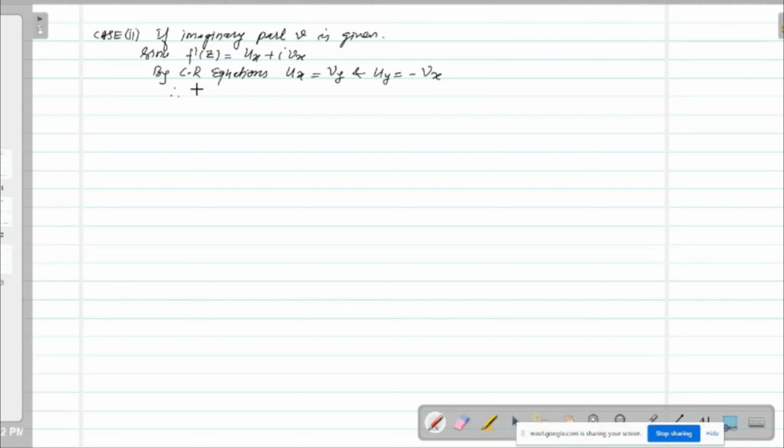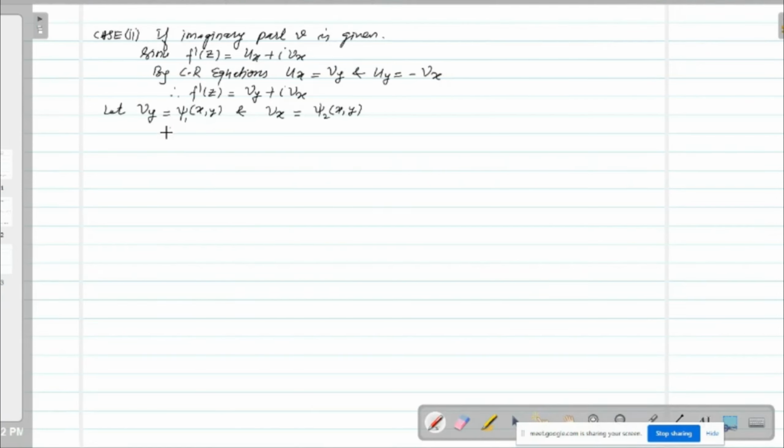So therefore we have f dash of z equal to ux, and ux is vy. Just write down vy plus i vx. Now here we let vy equal to psi of x comma y, name this psi 1, and vx equal to psi 2 of x comma y. Just put this function over here.